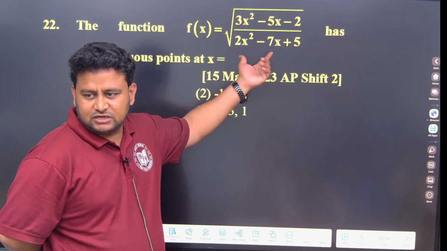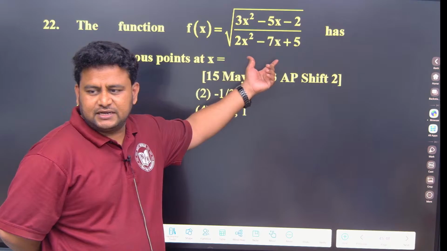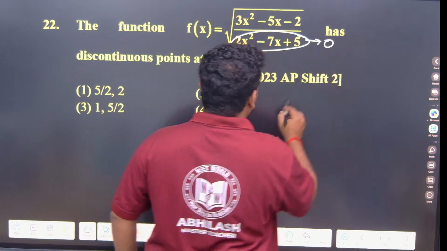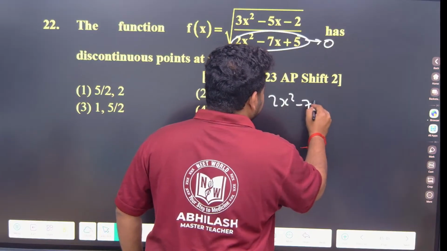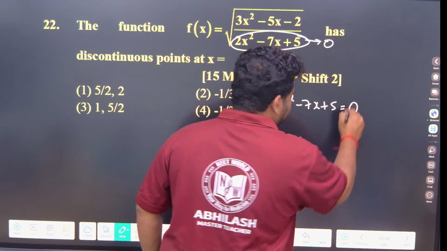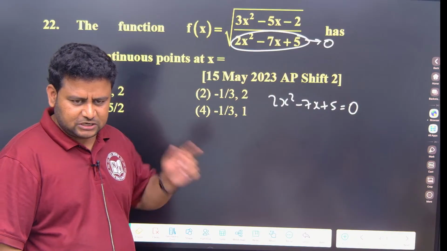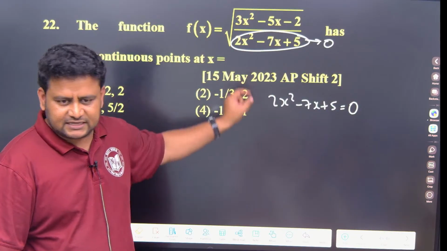If they ask for discontinuous points, you take the denominator equal to 0. What you will do? This one you will take as 0, then only it will be discontinuous. So 2x² − 7x + 5 = 0. So one of our approaches, if that's the discontinuous points, is taking the denominator equal to 0.